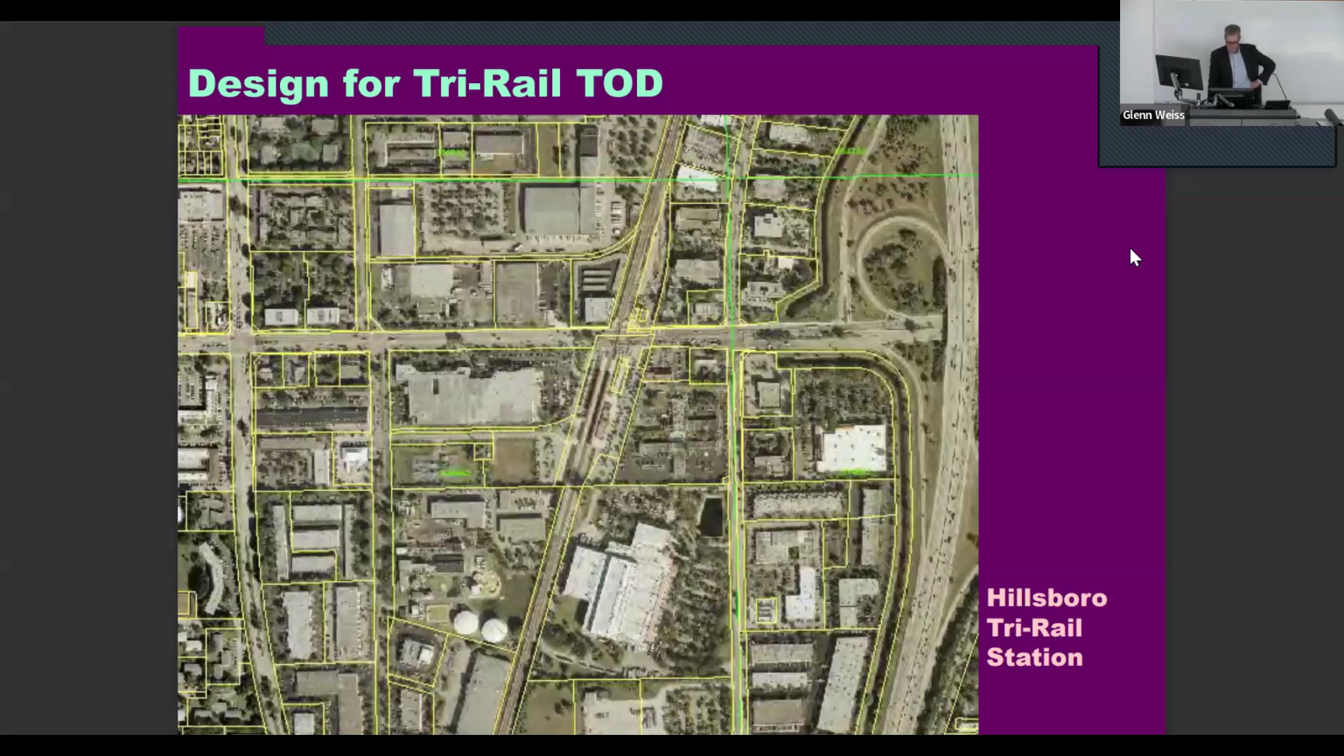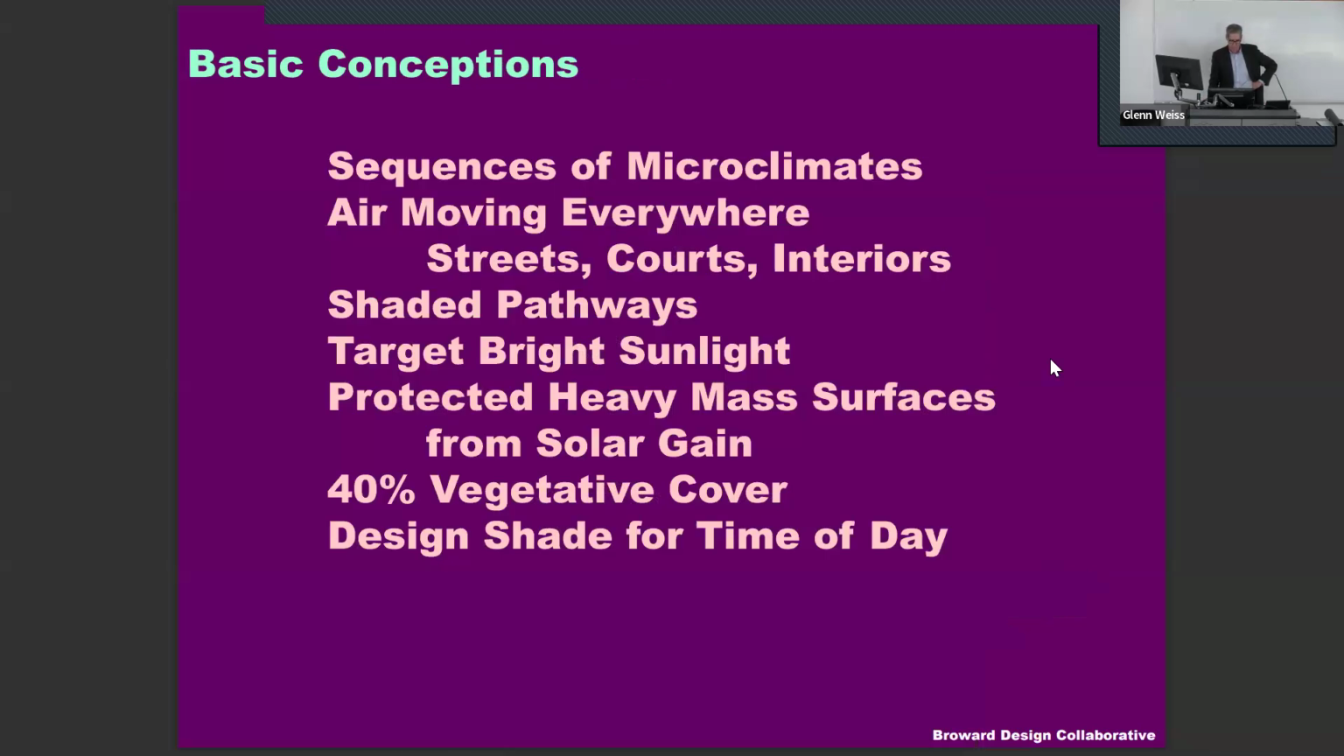Let's see if I can, well, maybe not. Okay, there we go. So these are the basic concepts for making successful outdoor spaces work. One is a sequence of microclimates. You're thinking about the city not as a single blanket. You're thinking about the city as a series of microclimates where some areas get hotter and some are cooler.